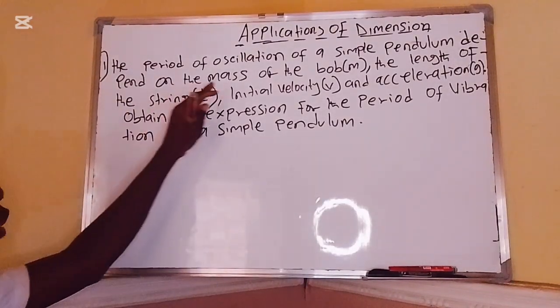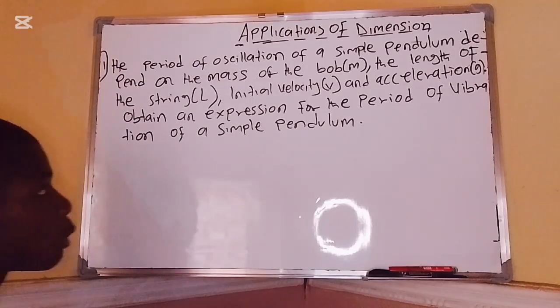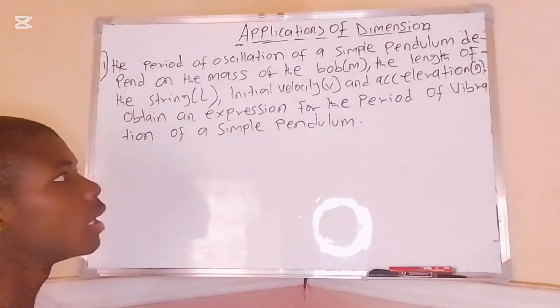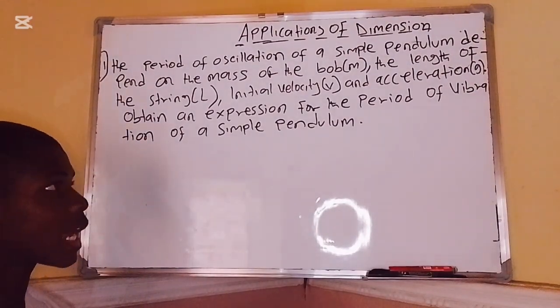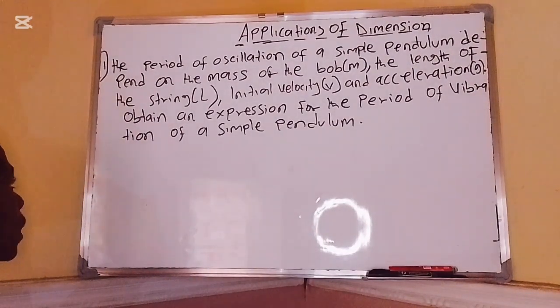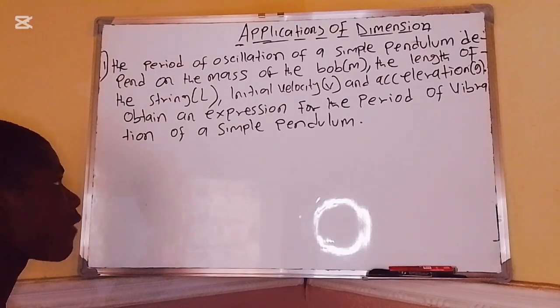The question says: the period of oscillation of a simple pendulum depends on the mass of the bulb, m, measured in meters, the length of the string L, initial velocity, and an acceleration g. Therefore, obtain an expression for the period of vibration of a simple pendulum.